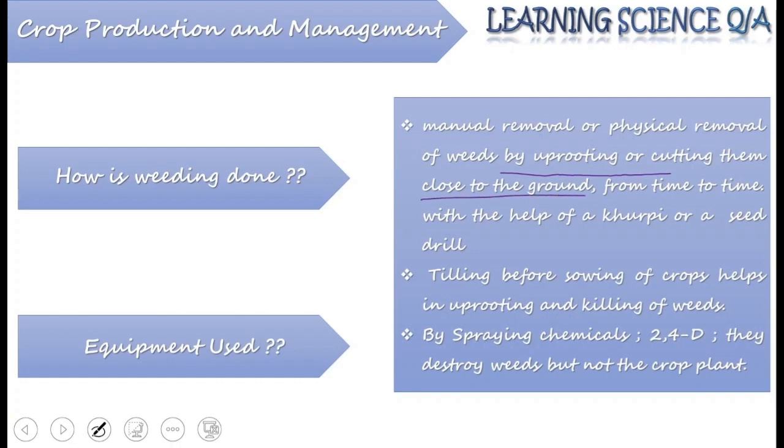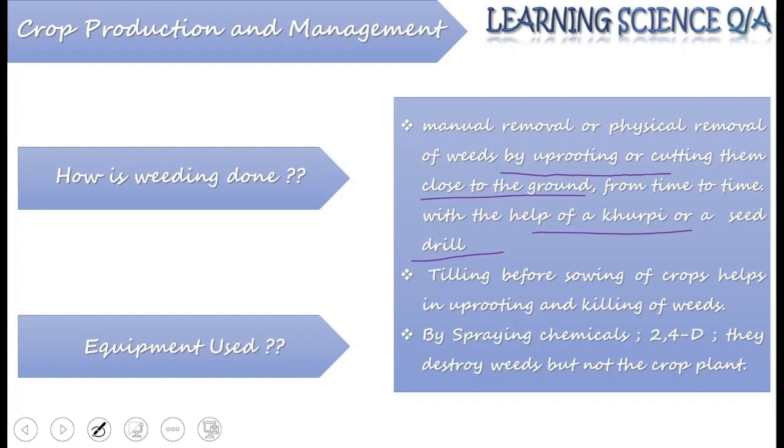But this practice you need to do time to time, because if you are not uprooting a weed from the root, it will grow again and weeding has to be done again and again. So weeding manually can be done with the help of a khurpi or a seed drill. Both can be used for doing manual removal of the weeds.